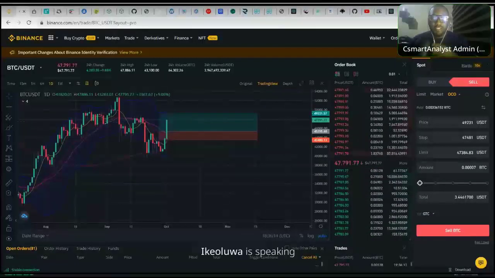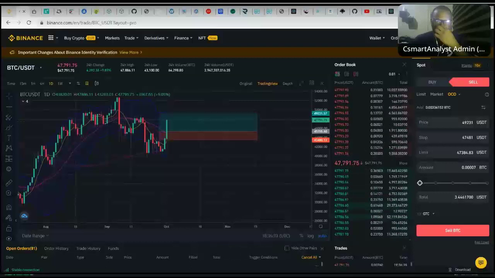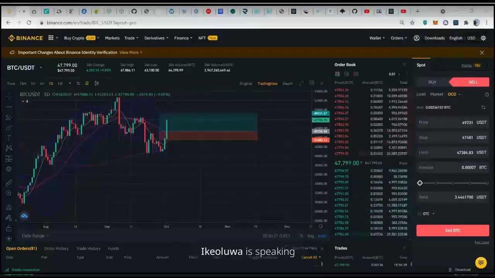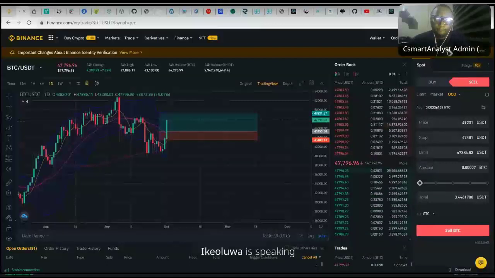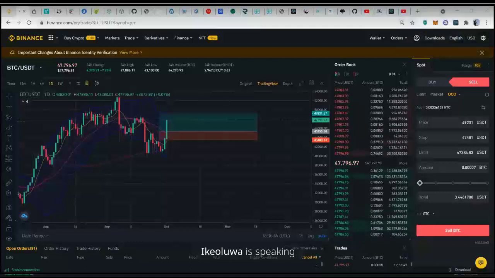Sorry, please. With what you just said now, I only use OCO when I'm already in profit, yes. And if I want to set my stop loss while the trade is either in profit or not in profit, that's when I use stop limit. Is that correct? Yeah, stop limit is irrespective of whether I'm in profit or not.